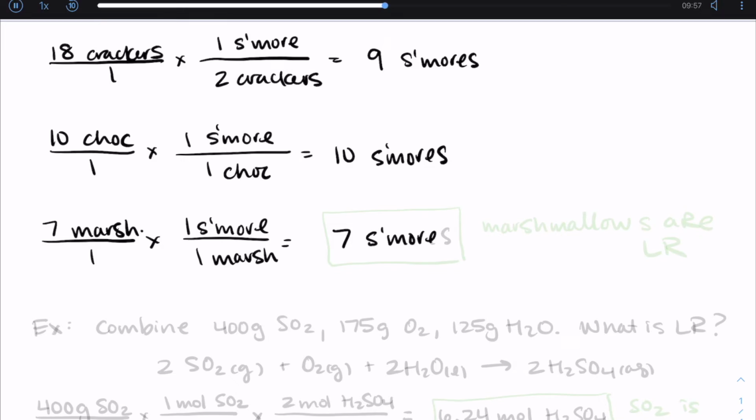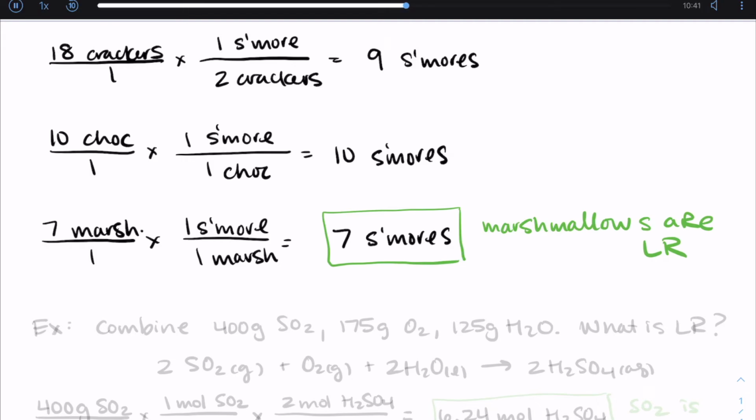What this means is that if I'm going through, I have all of this stuff, I'm assembling s'mores, I make 7 s'mores, I go to make s'more number 8, and I can't do it because I don't have a marshmallow. It means the same thing in a reaction. It goes to make the next molecule of the product, and it can't because one of the reactants just ran out. That's what the limiting reactant does and what it means for something to be a limiting reactant.